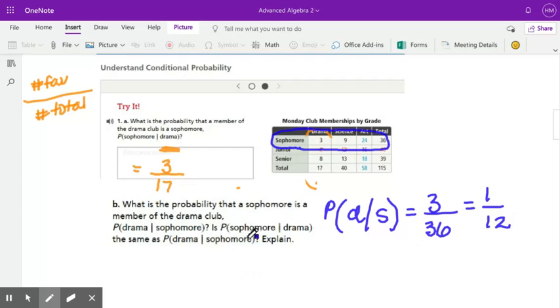Is the probability that someone is a sophomore given they're in the drama club the same as the probability that someone's in drama given that they're a sophomore? No. Not the same. 3/17 is not the same as 1/12. The reason these are not the same is we're looking at different subsets. In one, we're looking at how many sophomores were in drama versus how many drama people there are, and in the other, how many sophomores were in drama versus how many were in the sophomore group.